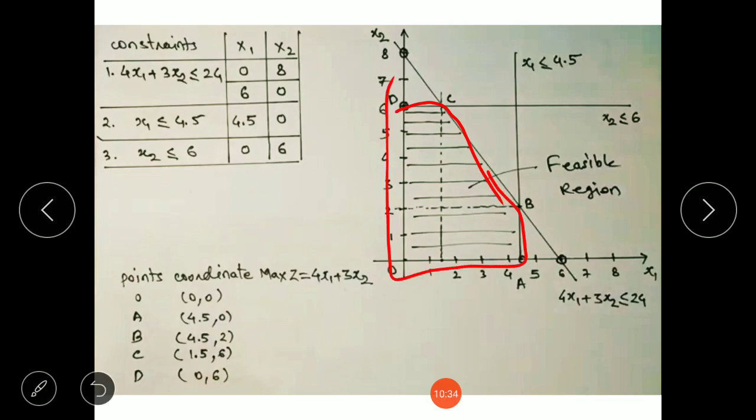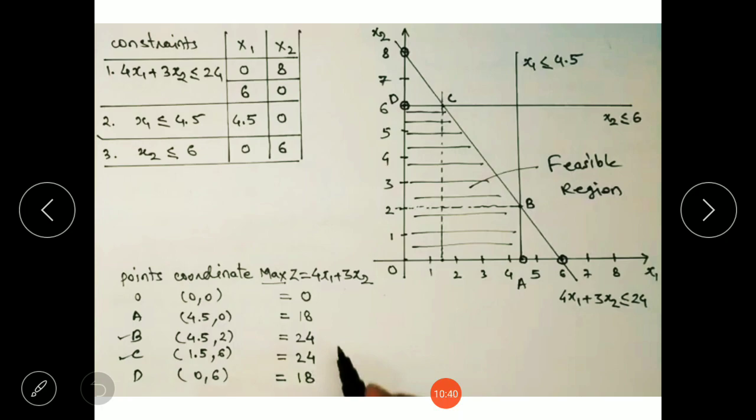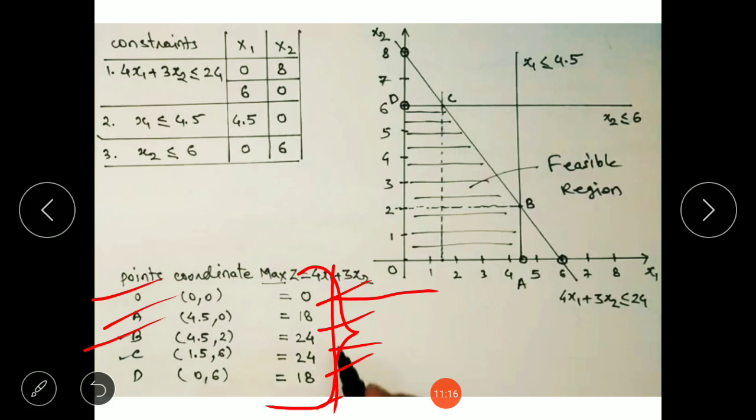Next, we'll put these corner points into the objective function and find the value of z. So putting x1 and x2 from these corner point coordinates into the objective function, we got z to be 0 for point O, 18 for point A, 24 for point B, 24 for point C, and 18 for point D. So these are the z values for the corner points of the feasible region. Now to find the maximized z, we need to find the maximum value of z among these obtained values.